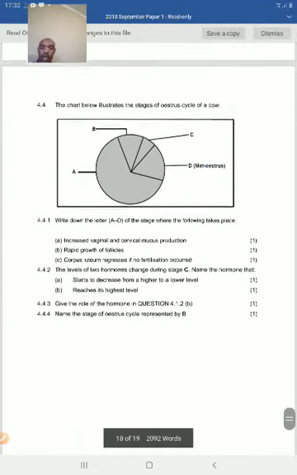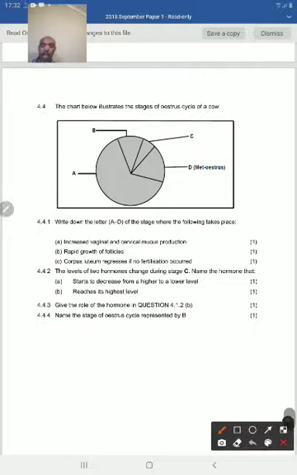Let's come to this one. I see that maybe the time still allows us. You see here the stages of the estrous cycle. Guys, you can see there. Write down the letters A to D where the following takes place. So we know that the long one is the diestrus, and then the shortest one is estrus, followed by metestrus. We even know the hormones.